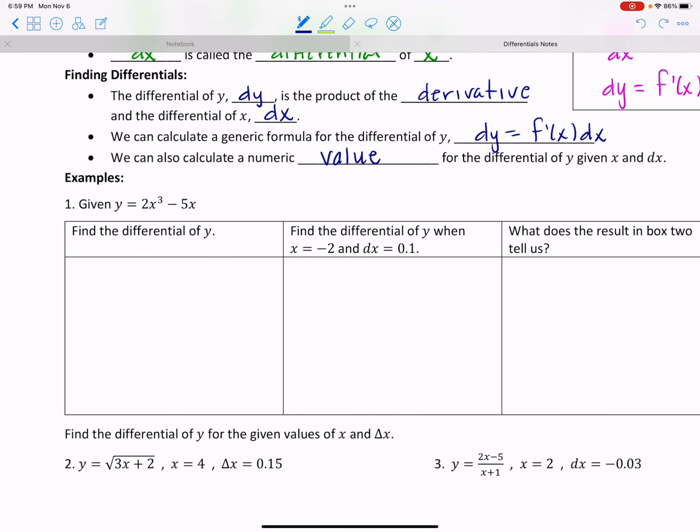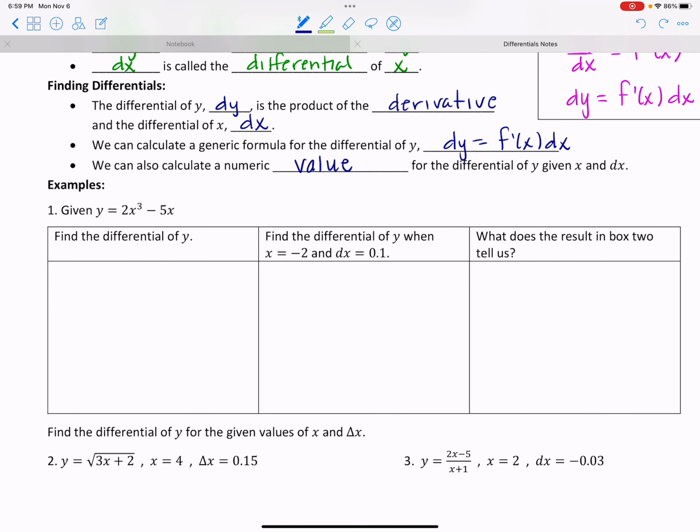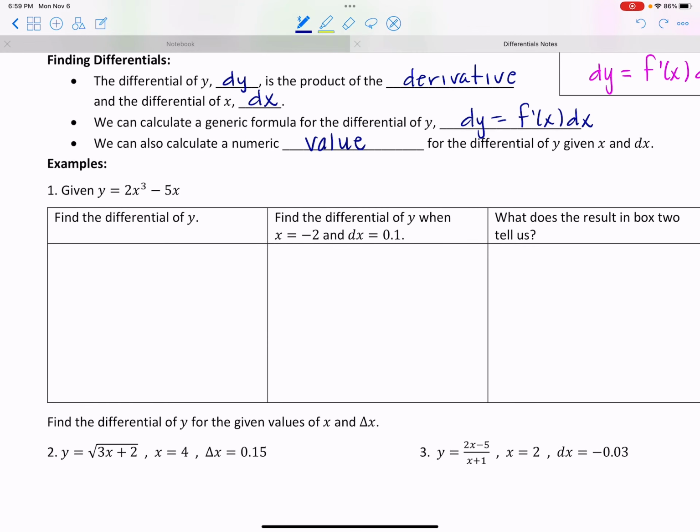Let's say we're given y is equal to 2x cubed minus 5x. I could ask you to just find the differential of y, which would be a generic equation we're going to be looking for. I could then say find the differential of y when we're looking at a specific value of x and a specific change in x, and then we're going to be looking for a value, and then hopefully we'll be able to interpret what we're doing. So let's do it. Let's find the differential of y. This means we are looking for dy.